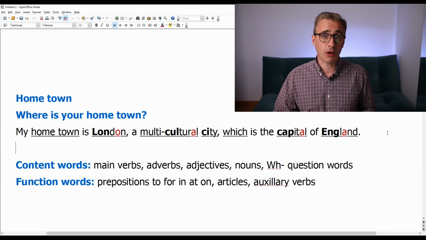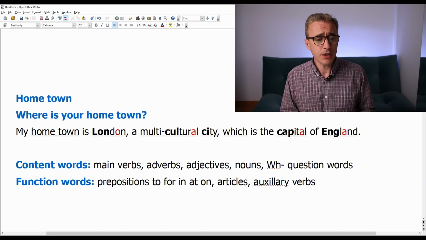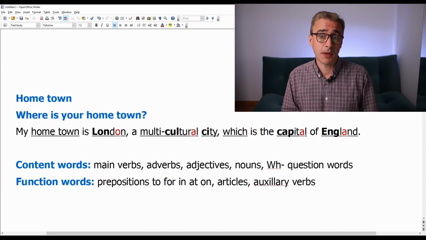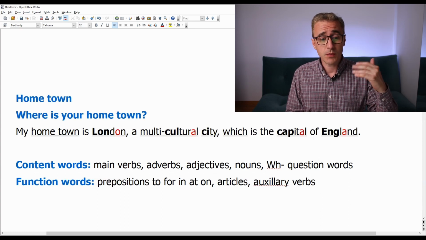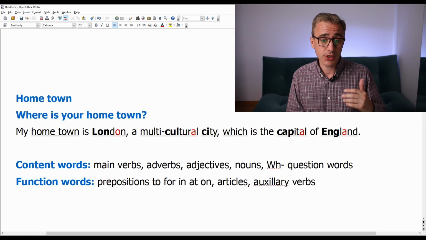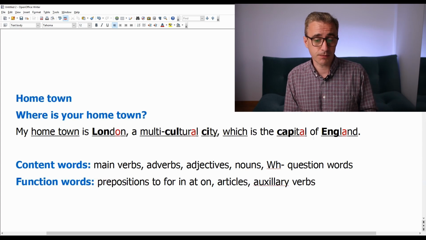Okay, so first we've got our stress pattern here now, which is probably the most important part. So I'm going to say this, I'll try and say it a little bit slowly so you can see how I stress these certain words. So my hometown is London, a multicultural city, which is the capital of England.